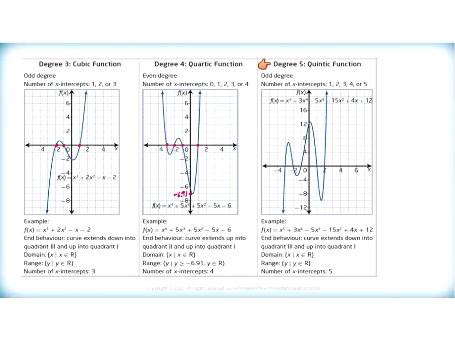And for the quintic function of degree 5, which is odd, the number of x-intercepts can be 1, 2, 3, 4, or 5. Note that the quintic function must always have at least 1 x-intercept. And in this case, there is a maximum of 5 x-intercepts. The graph extends up into quadrant 1 and down into quadrant 3 because the leading coefficient is positive. The domain is all values of x belonging to the set of real numbers, and similarly for the range, all values of y belonging to the set of real numbers. And the maximum number of x-intercepts that any quintic function can have is 5.